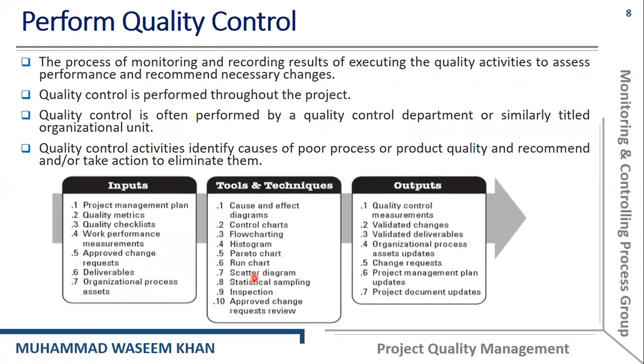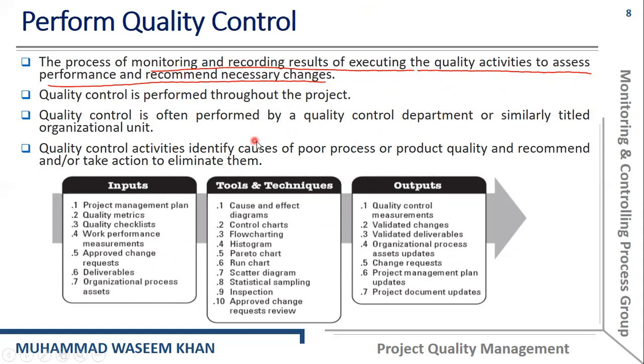Then we have the last process in project quality management, and that process is perform quality control. It is actually the process of monitoring and recording the results of executing the quality activities to assess the performance and recommend necessary changes. This quality control process is performed from the start to the end of the project in order to monitor and record the different quality activities and to find out the gaps or the weaknesses in quality processes.